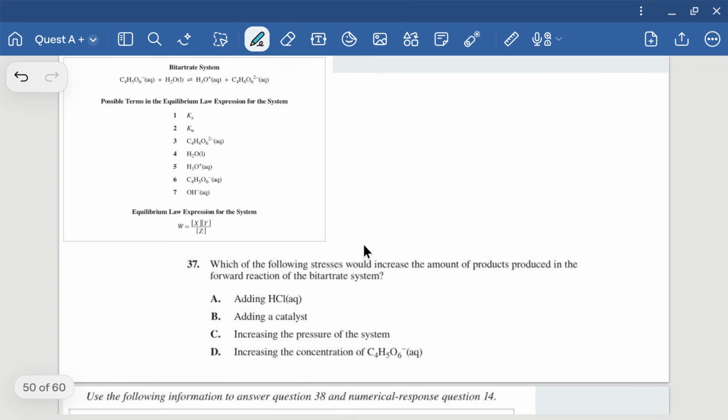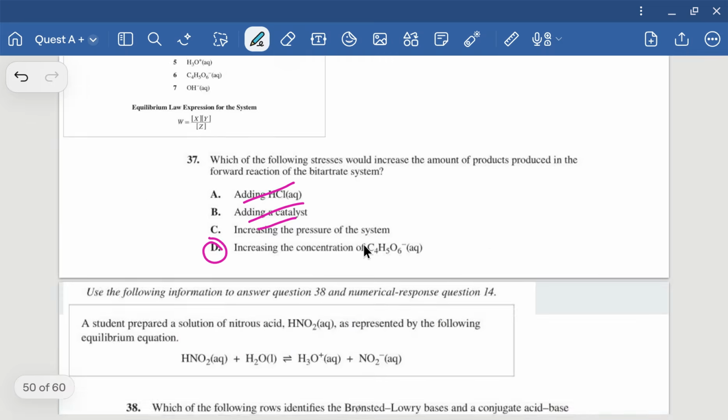Number 37, which of the following stresses would increase the amount of products produced in the forward reaction? So if we are increasing products, we want to shift to the right. This would not do it because that would add in H3O. We would be shifting to the left. Catalysts do not shift the system. Increasing the pressure of the system, we would move to the side with fewer moles. Sorry, fewer moles. So that won't work. Increasing the concentration, well, that is definitely your answer, is D.